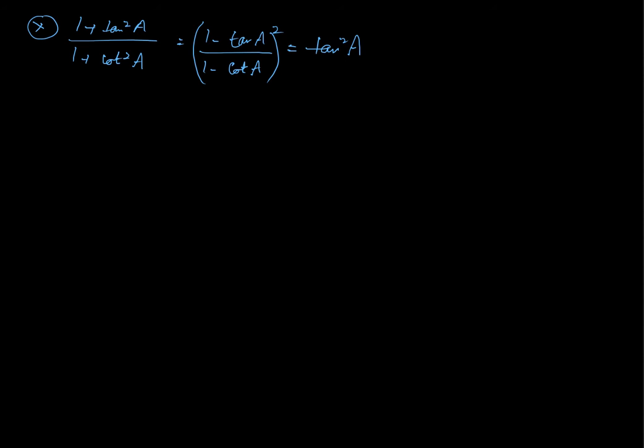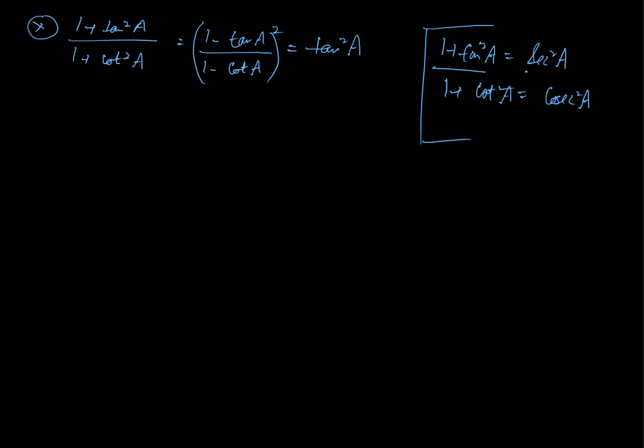We can write the formulas here. 1 + tan²A equals sec²A, and 1 + cot²A equals cosec²A. So we can plug in 1 + tan²A as sec²A. So simply taking the LHS, 1 + tan²A is sec²A divided by 1 + cot²A, which is cosec²A.